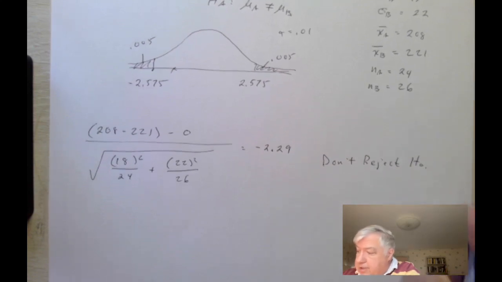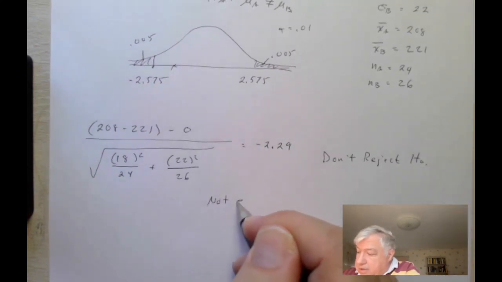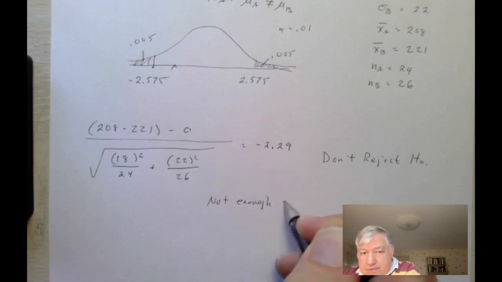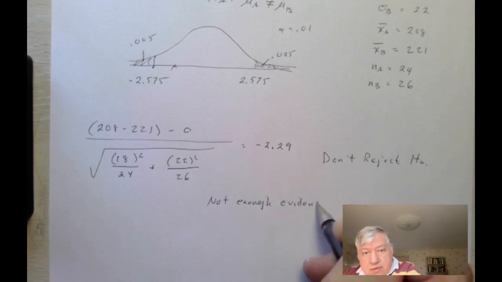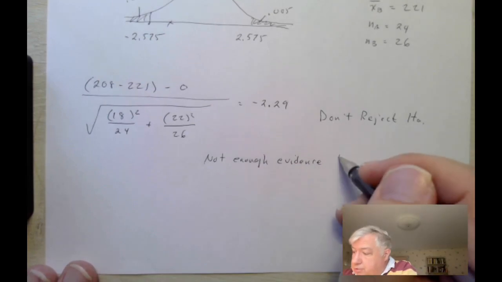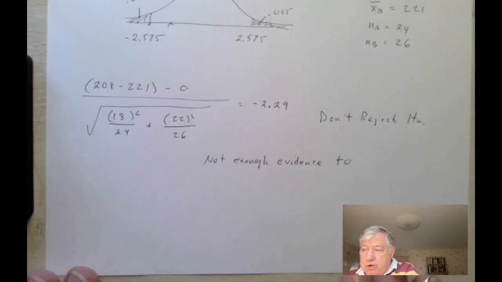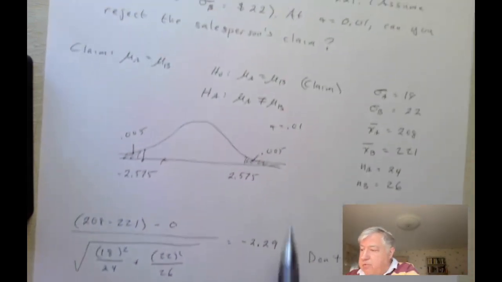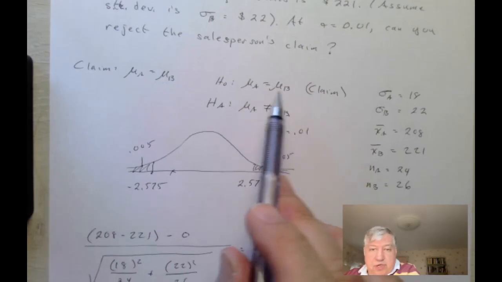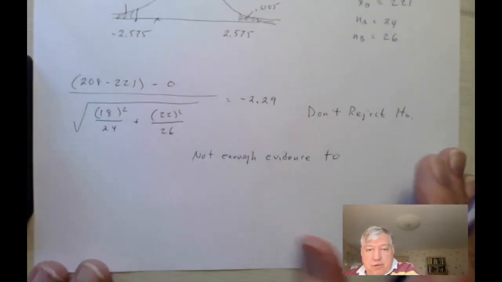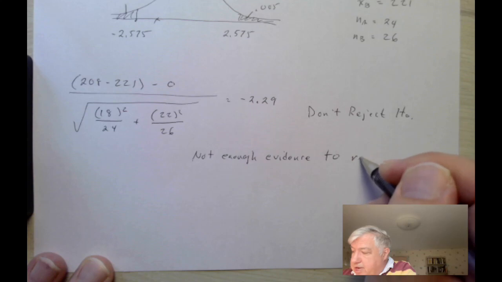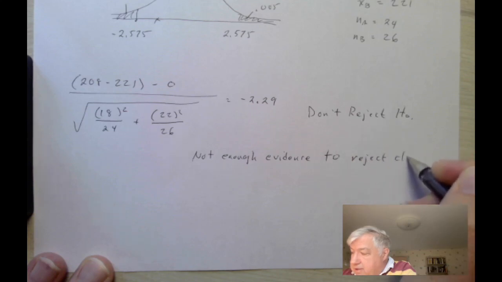H0. So there's not enough evidence to support or reject the claim. We're either going to reject or not reject the claim, right? So not enough evidence to reject the claim.